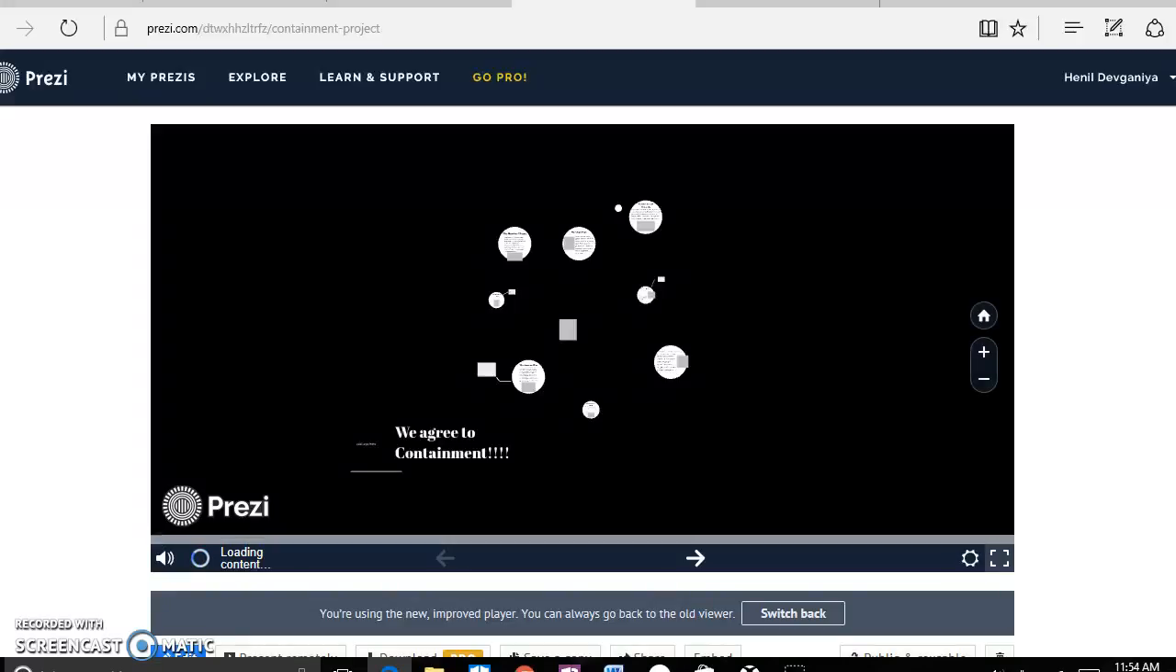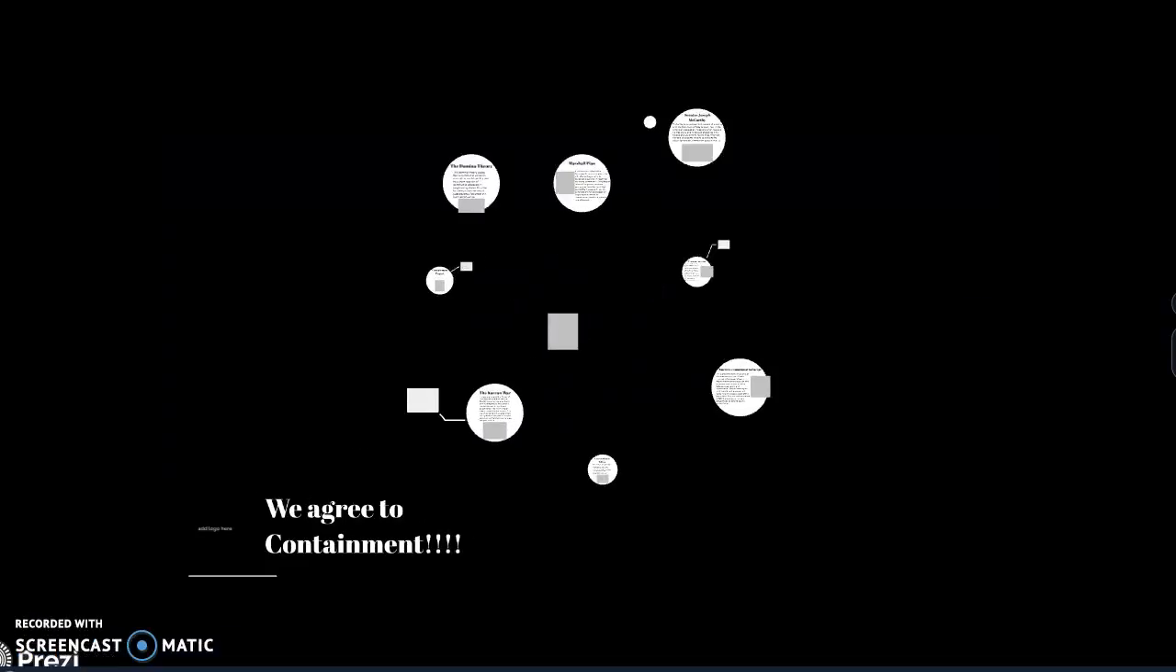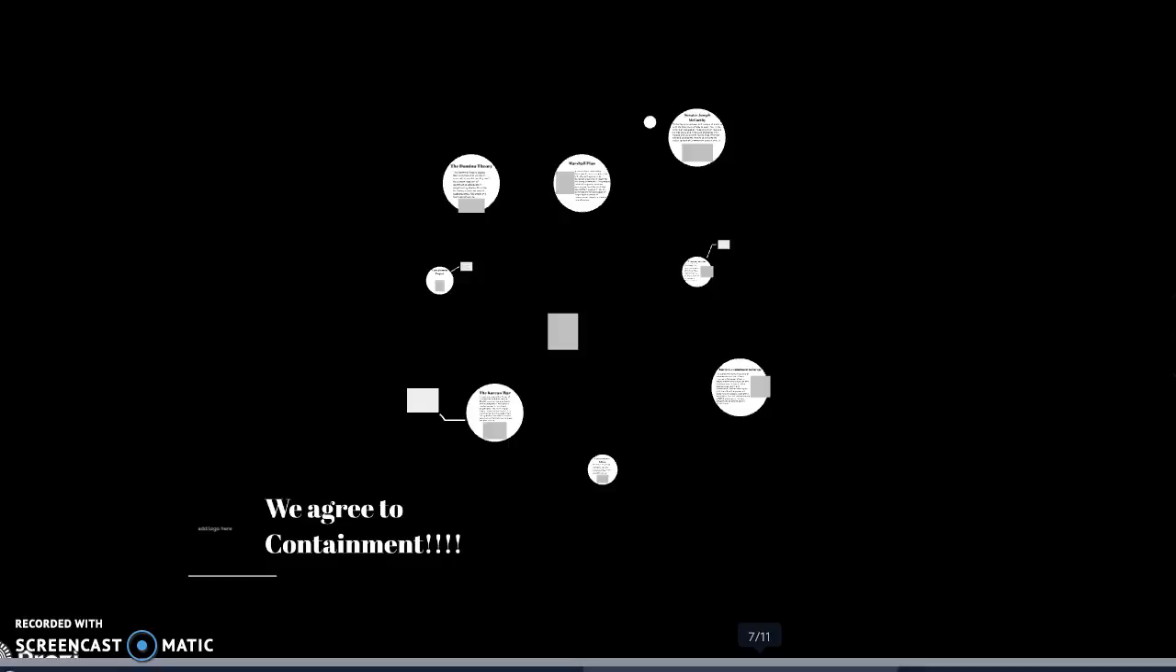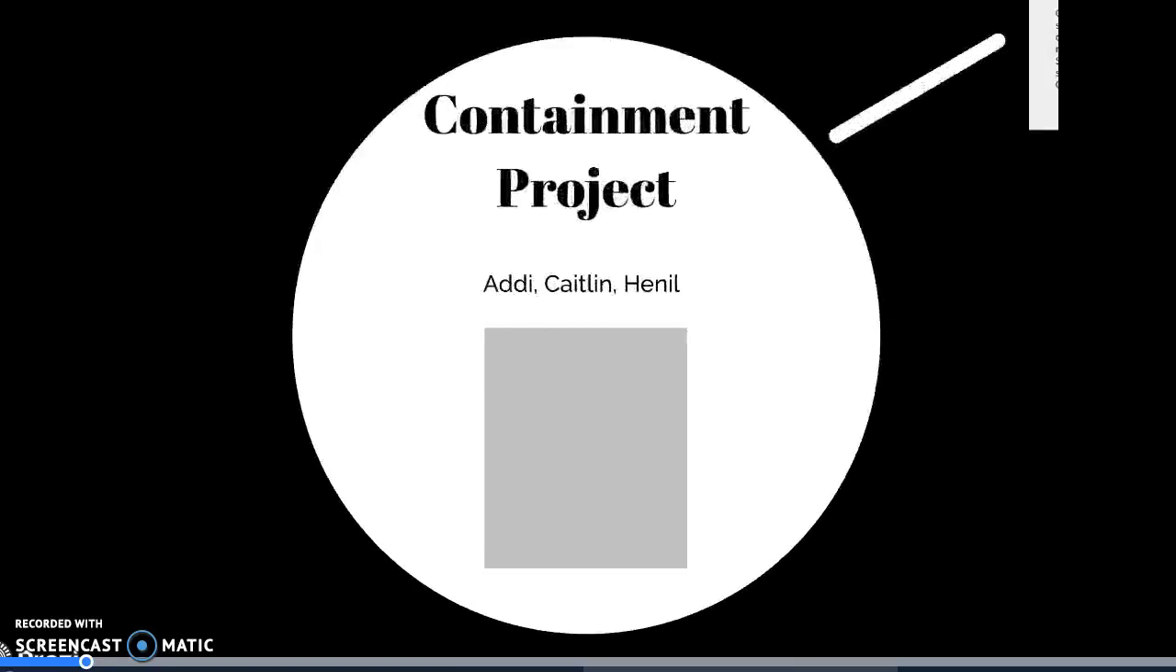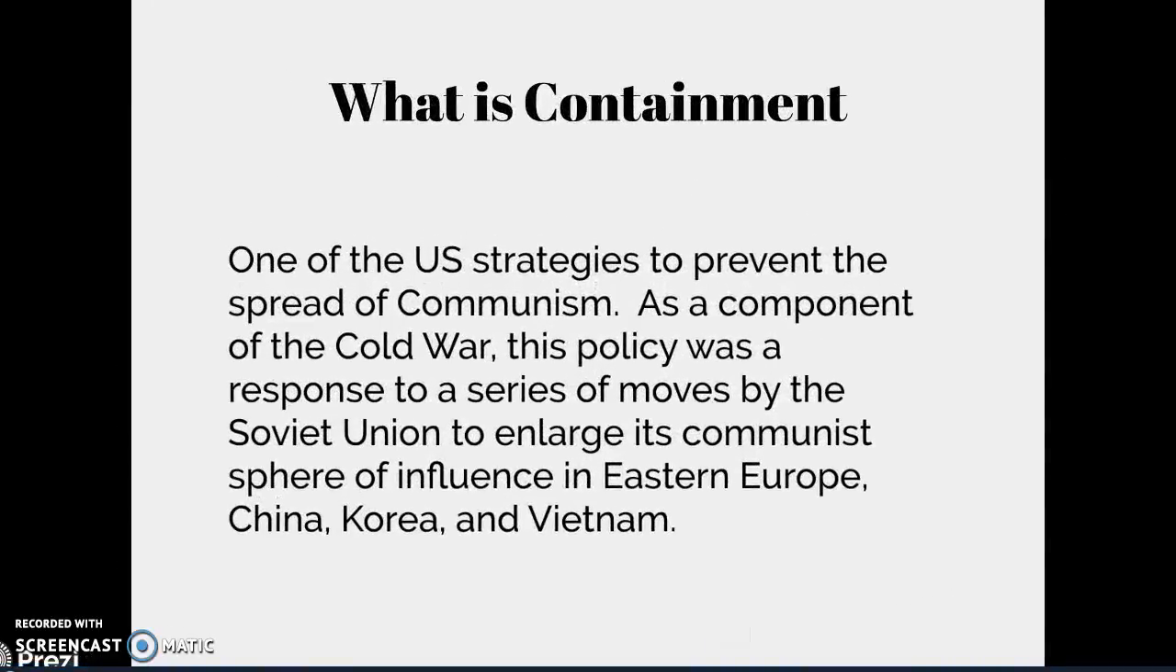The containment project. So my group, we had agreed to containment, which says is one of the US strategies to prevent the spread of communism. As a component of the Cold War, this policy was a response to a series of moves by the Soviet Union to enlarge its communist sphere of influence in Eastern Europe, China, Korea, and Vietnam.